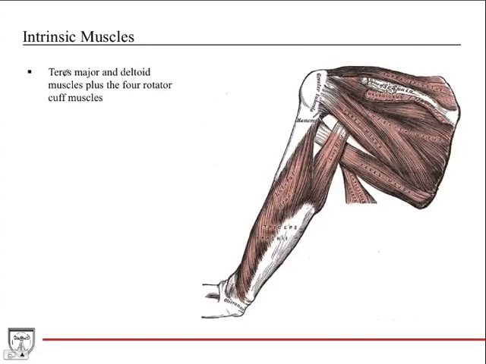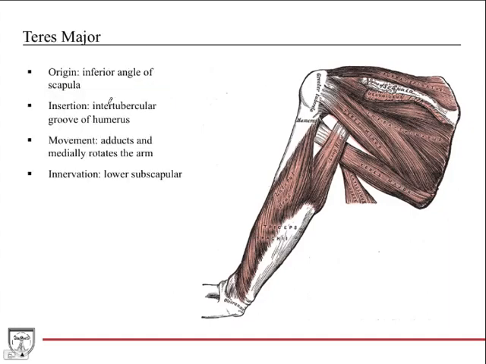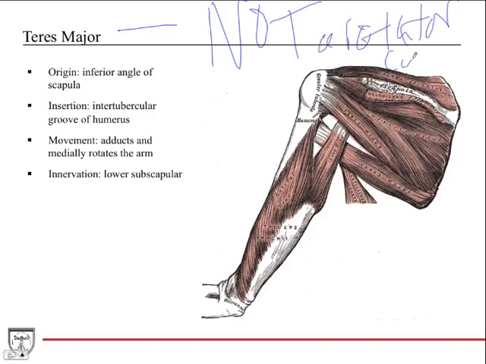The intrinsic muscles, you could think of it as the Teres Major, the deltoid muscles, and then the four rotator cuff muscles. So first we'll talk about Teres Major. Teres Major is not a rotator cuff muscle, okay? We can show it right here, Teres Major. It originates, now here's another example. Remember we talked about rhomboid major and minor. The major is always inferior to the minor when we have these groups of muscles. So the origin is the inferior angle of the scapula.